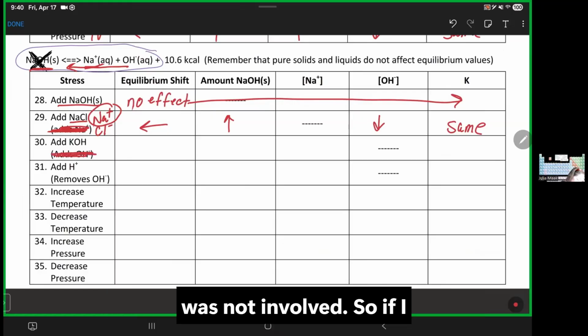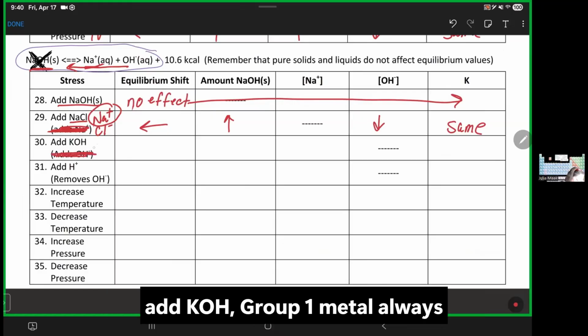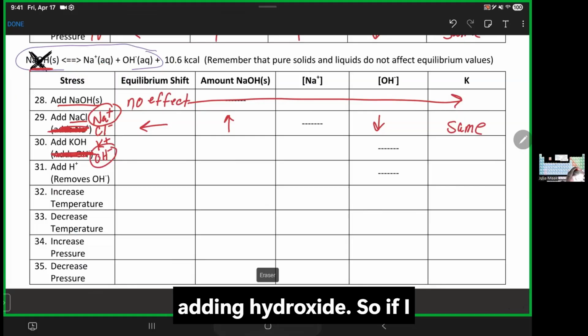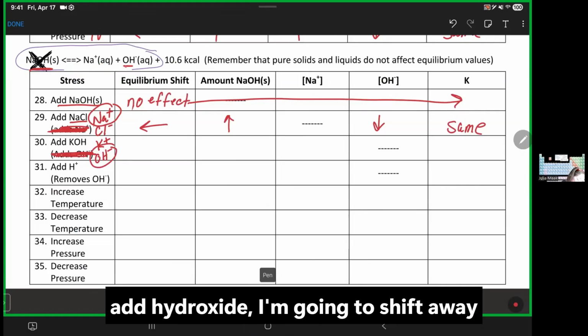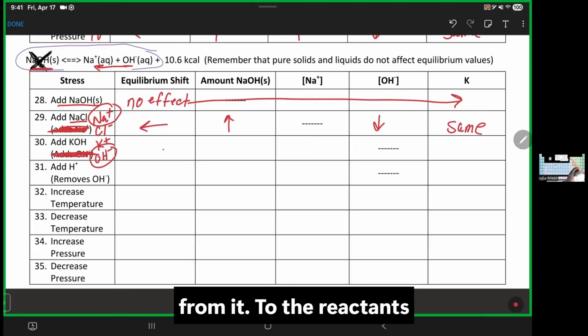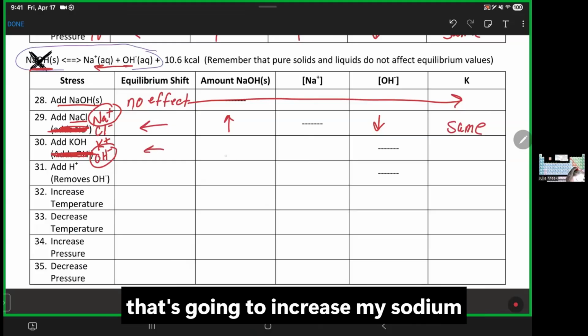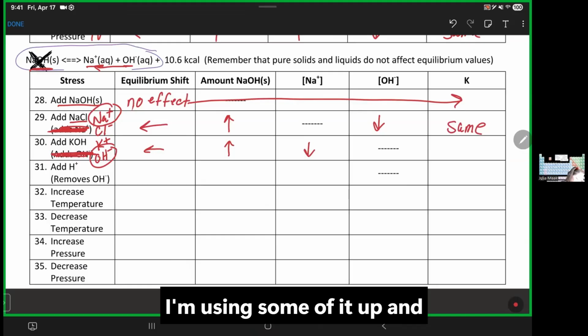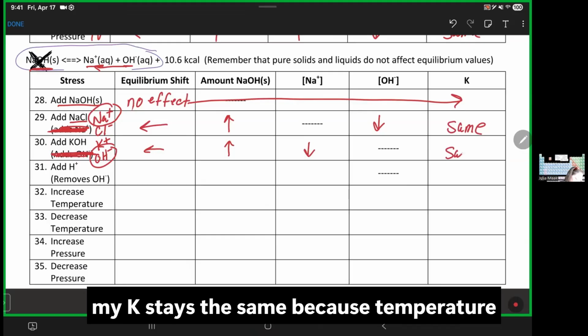So if I add KOH, group 1 metal, always soluble, so I get potassium ions and hydroxide ions, so I'm adding hydroxide. So if I add hydroxide, I'm going to shift away from it to the reactants. That's going to increase my sodium hydroxide, decrease my sodium ion because I'm using some of it up, and my K stays the same because temperature was not involved.